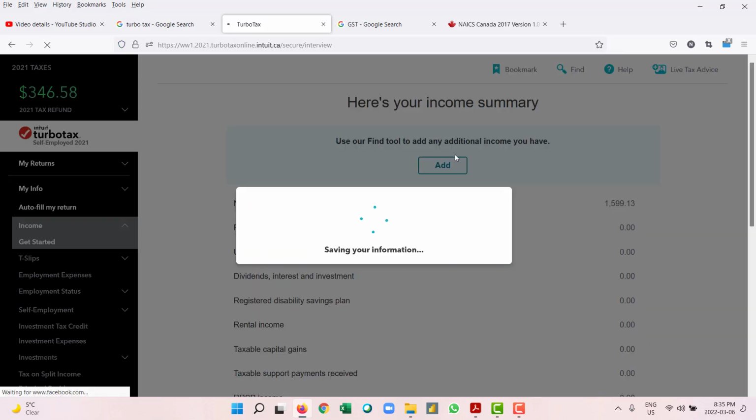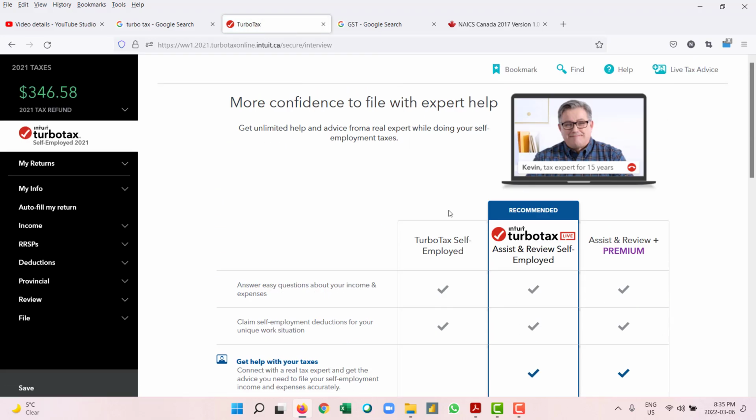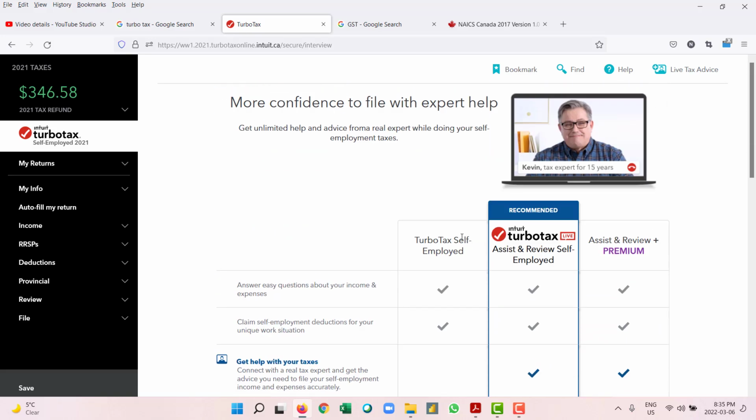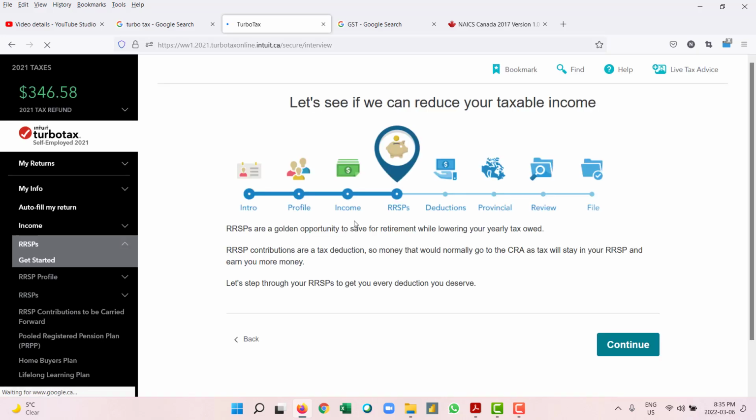Okay, click continue. Oh my God, it's now asking for money. What is that? Self-employment, continue without benefit. No, don't upgrade. I just want money. Let's see if we can reduce the taxable income.